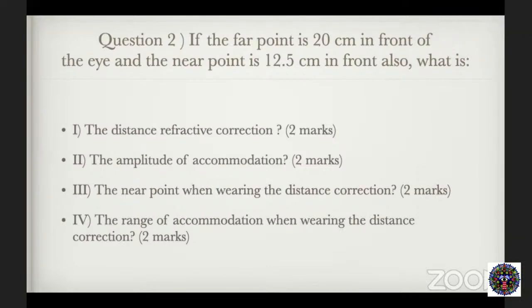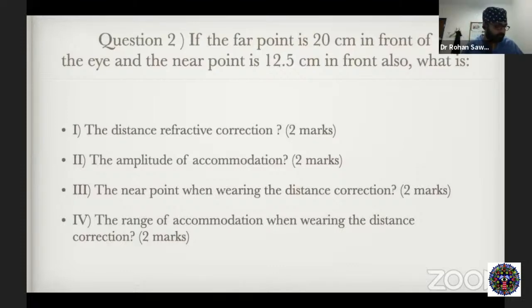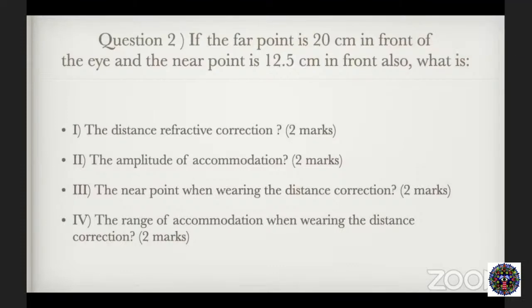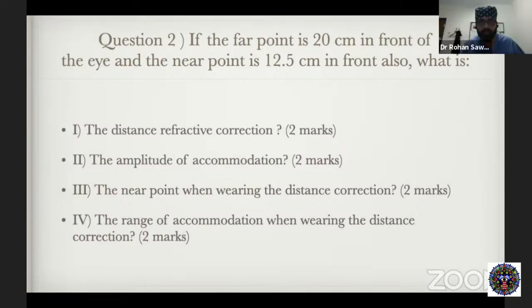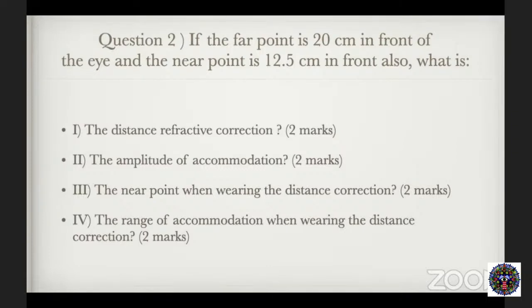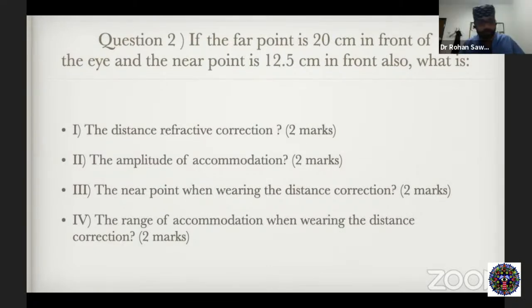Amplitude of accommodation would be 3 diopters. Excellent. Distance refractive maybe -5. I'm not sure. -5 is correct because it's 20 centimeters in front, so it will be 1 divided by 0.2 in meters. Good. What about the third question? The near point when wearing the distance correction.